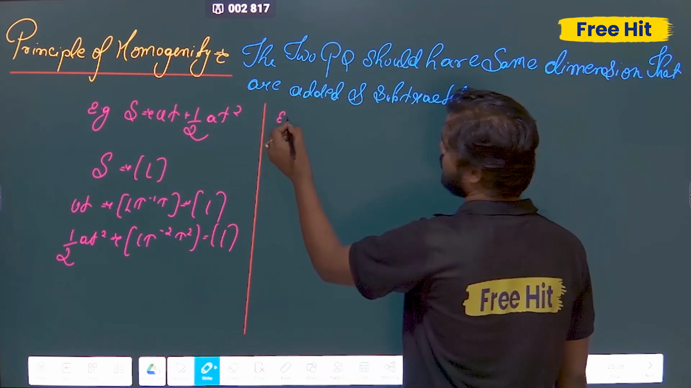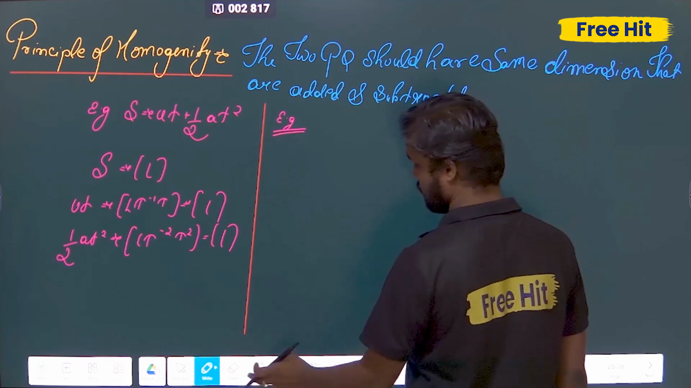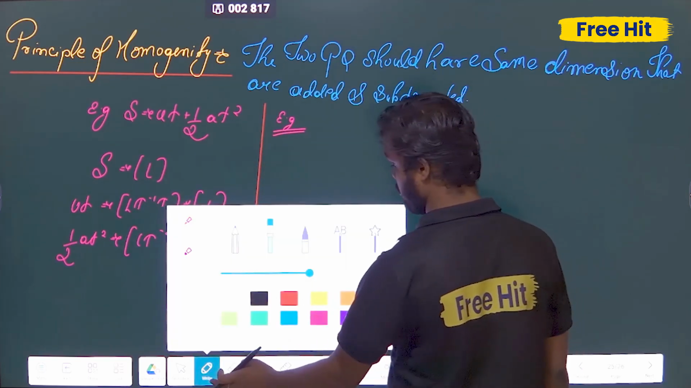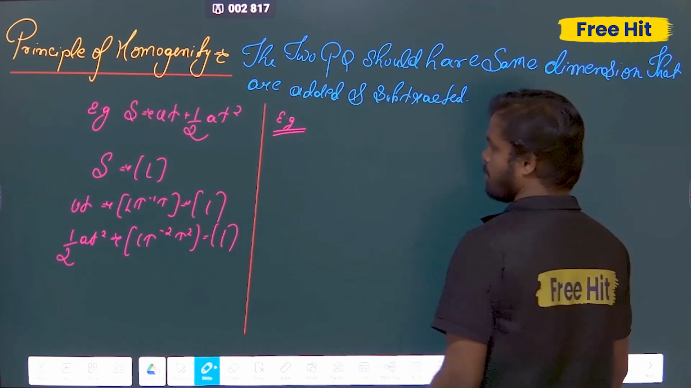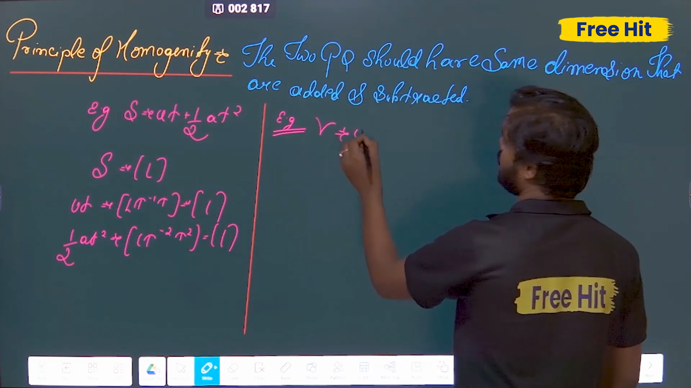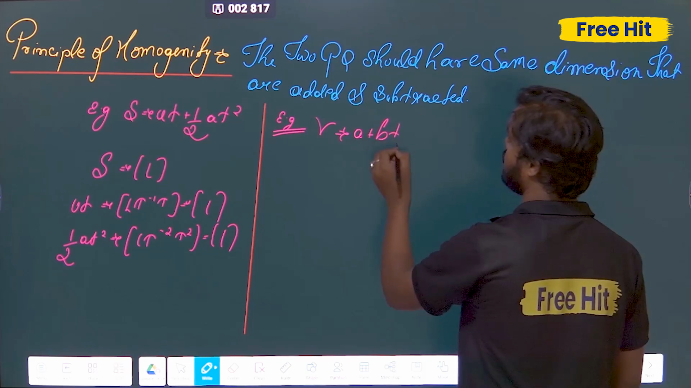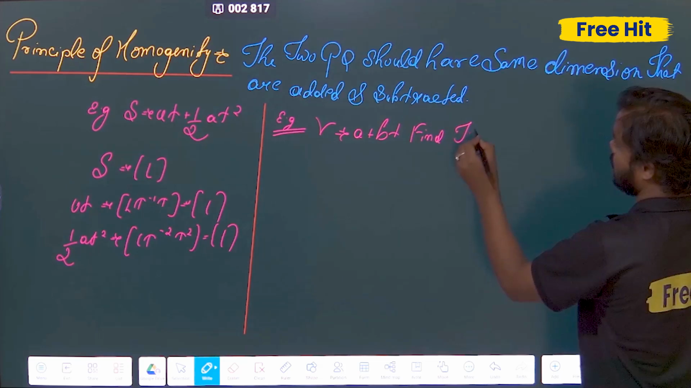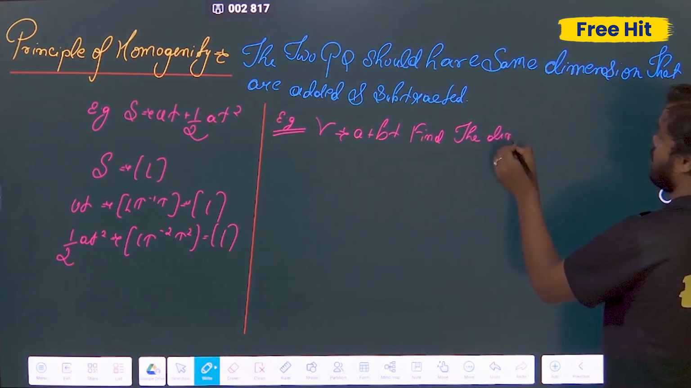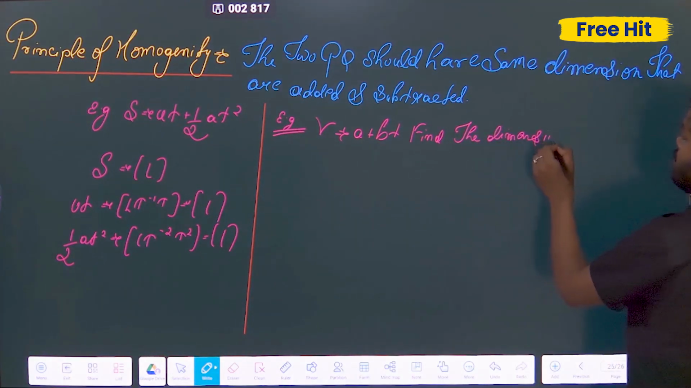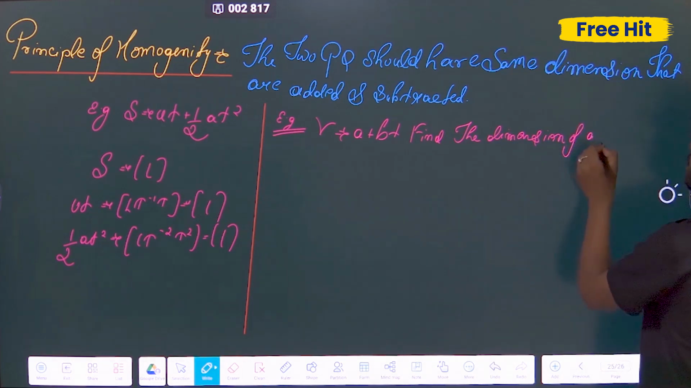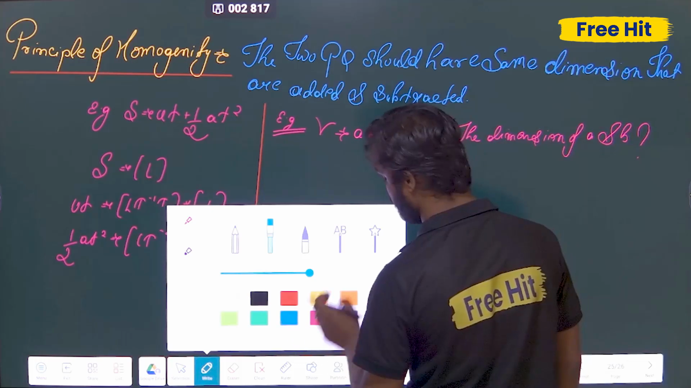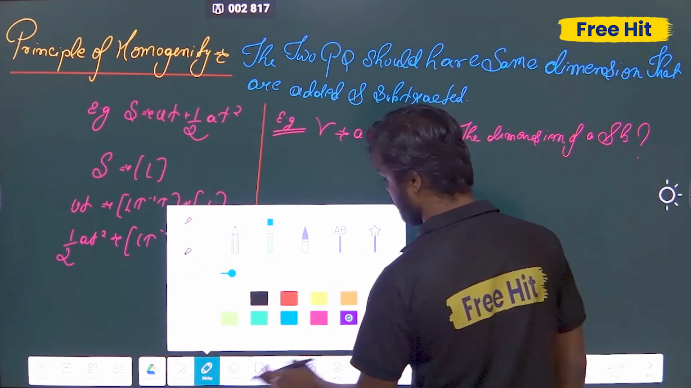Suppose take one example. Suppose V is equal to A plus BT. You have to find the dimension of A and B. That is my question. Then how will you do it? How will you find the dimension of A and B?